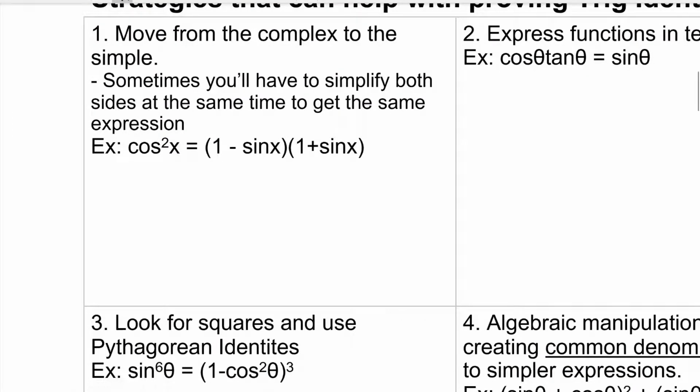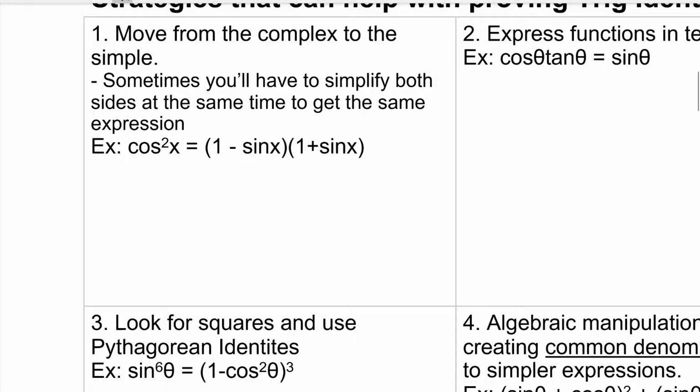The first one is to move from a more complex statement to a more simple one. Sometimes you are going to have to work on both the left side and the right side of an equation at the same time in order to get eventually the same expression. But generally, what we're going for is to have a more simple expression.